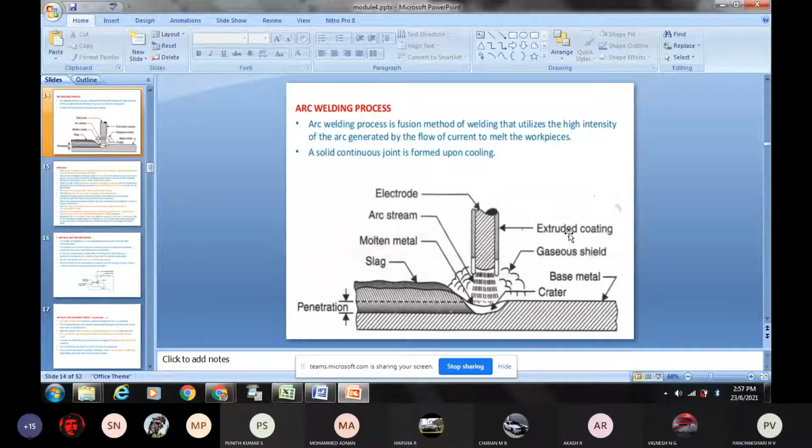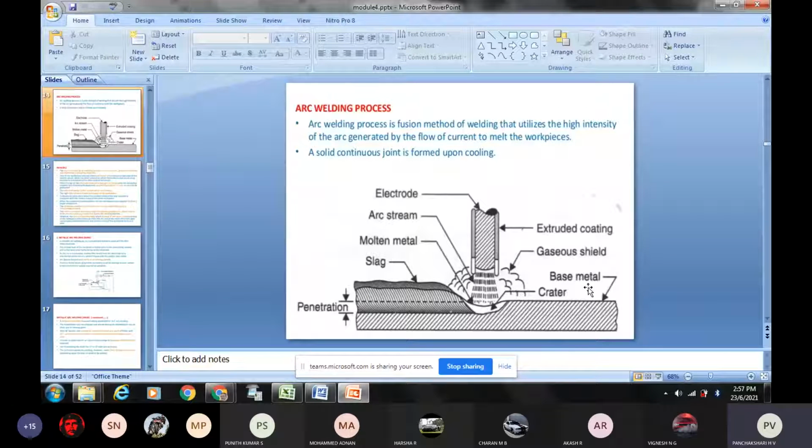Next is the gaseous shield. Shield means a protecting layer formed by means of gas. Because of the heating in the welding process, gas is produced. That gas protects the liquid metal from reaction. Therefore, this is the gaseous shield.